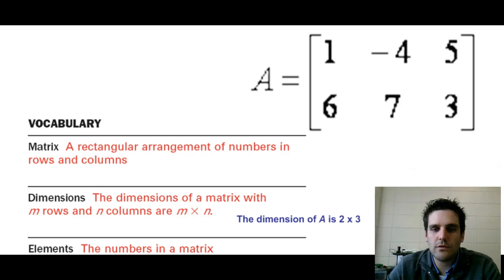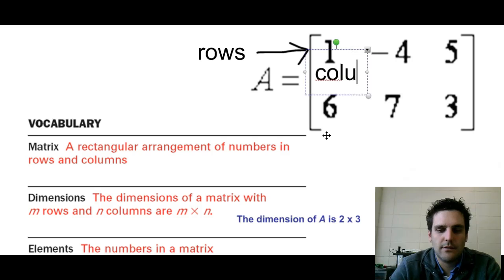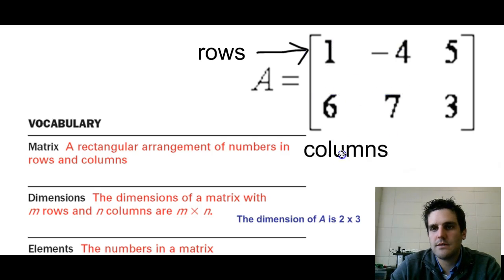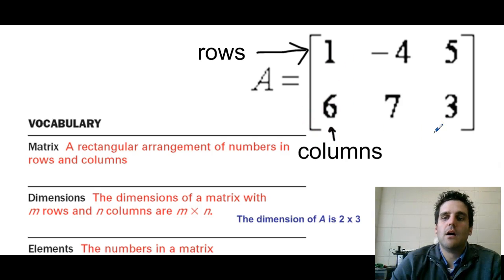So rows are left and right. So right now we've got rows, and columns are up and down. So think columns like in a building. Columns are up and down, holding the roof of a building or something. So columns up and down. So there are 2 rows and there are 3 columns.